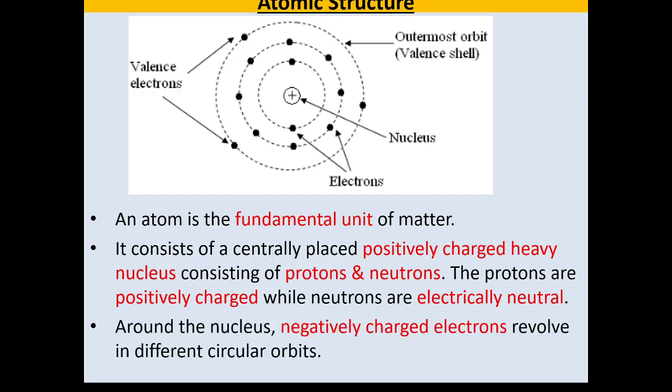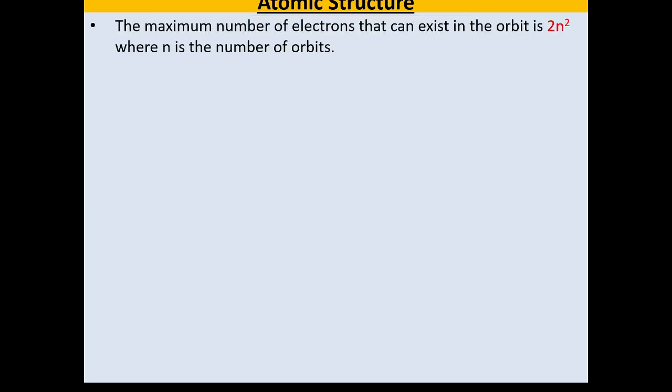Around this nucleus, negatively charged electrons revolve in different paths, and these paths are called orbits. The maximum number of electrons that can exist in any orbit is given by the formula 2n², where n is the orbit number.